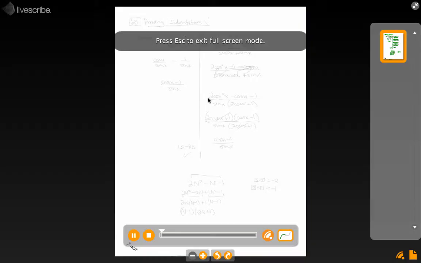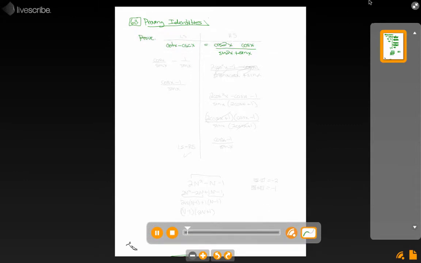This example comes out of section 6.3, proving identity. We're asked to prove this identity: cotangent x minus cosecant x equals (cos 2x minus cos x) divided by (sine 2x plus sine x). Set up my left side, right side table, save myself a little bit of writing, and I end up with something that looks like this.